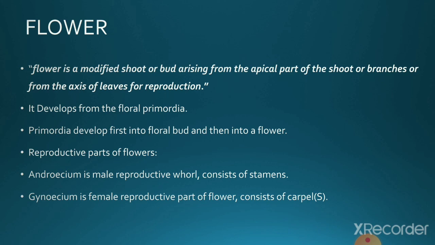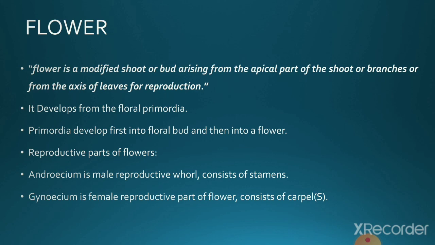A flower is a modified shoot or bud arising from the apical part of the shoot or branches, or from the axis of leaves, for reproduction. So basically, flowers are a modification of the stem or shoot. In the apical part of the stem, there is meristematic tissue in which floral primordial cells are present. When these floral primordial cells divide and develop, they form floral buds, and then these floral buds further develop into a flower.